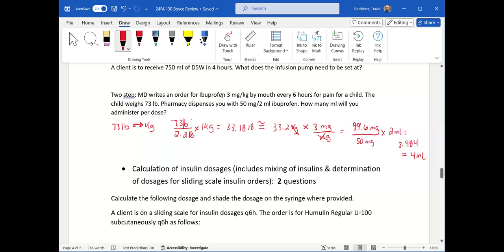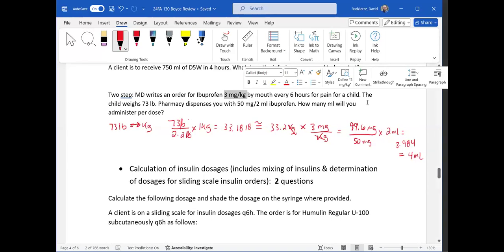And usually a good clue that you're doing that is they'll tell you 3 milligrams per kilogram. Sometimes they'll give you the patient's weight already in kilograms, and that makes your job a lot easier. And it's still considered 2-step because you're accounting for the patient's weight to get your ordered medication in milligrams.